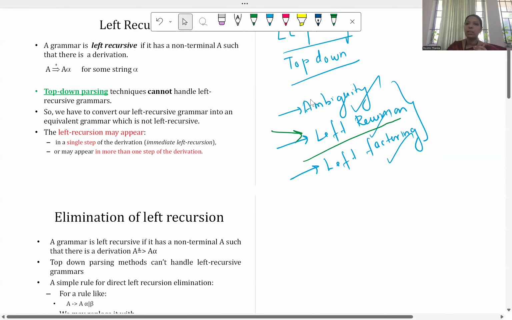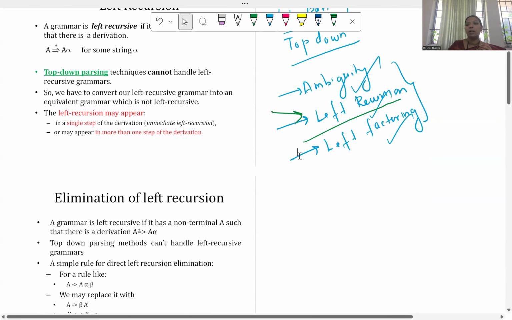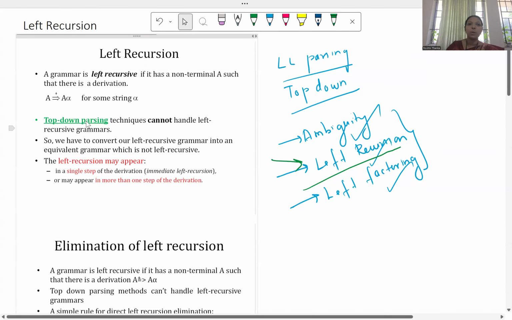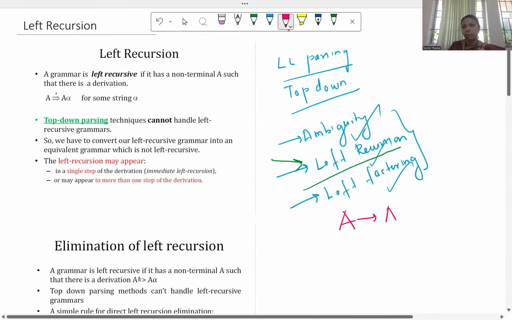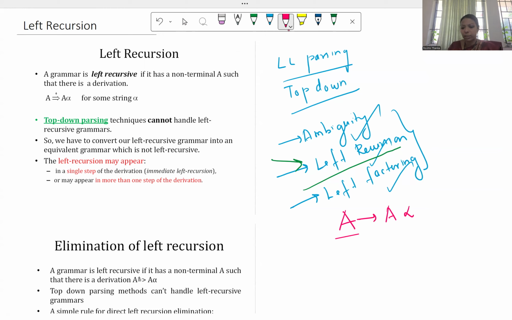How will you check whether the given grammar has left recursion or not? That is what is explained in this slide. Let us take an example. Suppose I have a production from a context-free grammar in this form: A tends to A alpha. If you see here, the left-side non-terminal and the first symbol on the right side are the same. If both are the same, then this will cause left recursion.